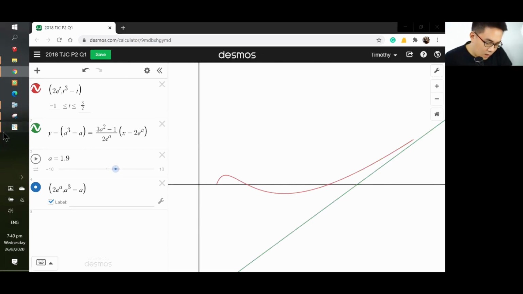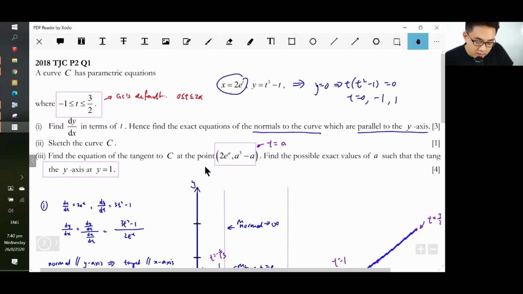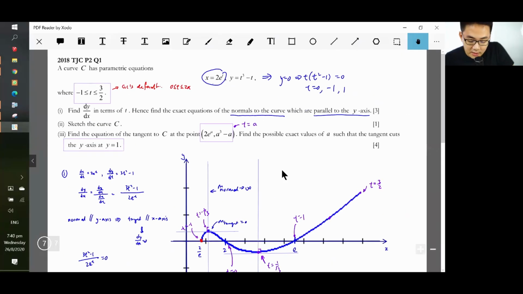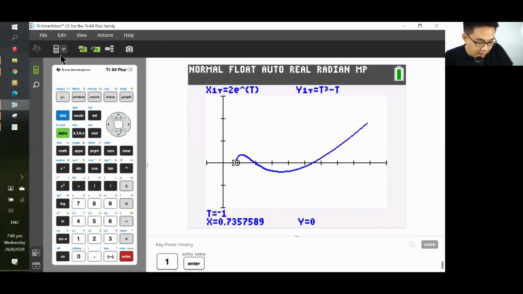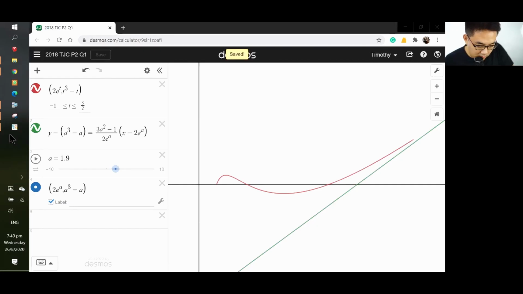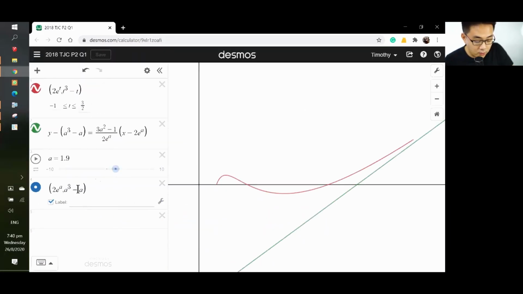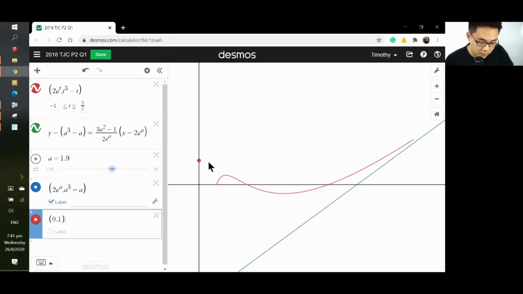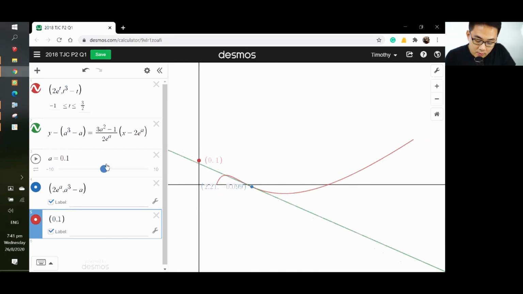Now the next question is this. Find the possible exact value of a such that the tangent cuts the y-axis at 1. In other words, the best way to illustrate is using decimals. So you want to cut at y equals 1. y equals 1 would be here. Anyone dispute y equals 1 here? No, right? So I want to find the a value which will cut y equals 1.